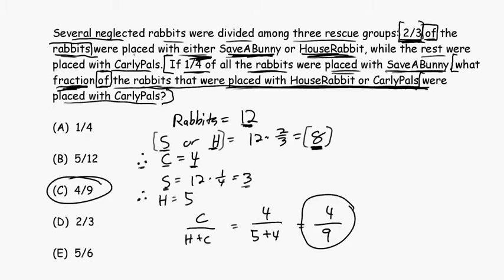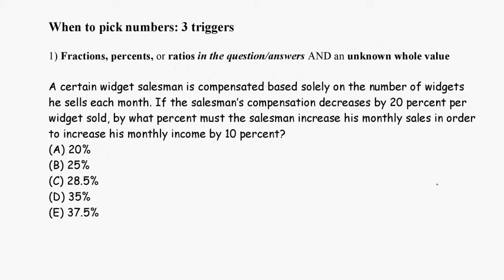That being said, let me do a quick review of what I just said before I move on. So when to pick numbers. Excuse me, let me do another question, and then I will do a review. So let's do another question. When to pick numbers: 3 triggers: fractions, percents, or ratios in the question and the answers, and an unknown whole value.